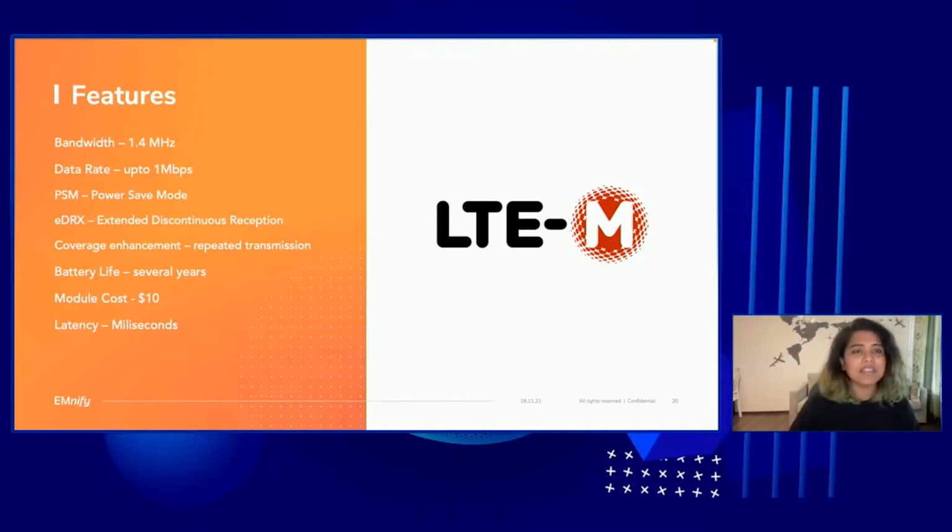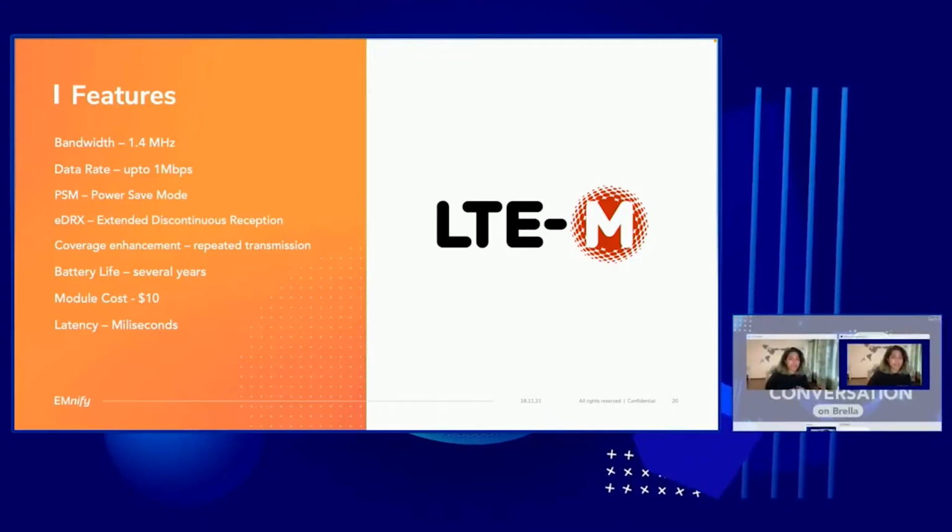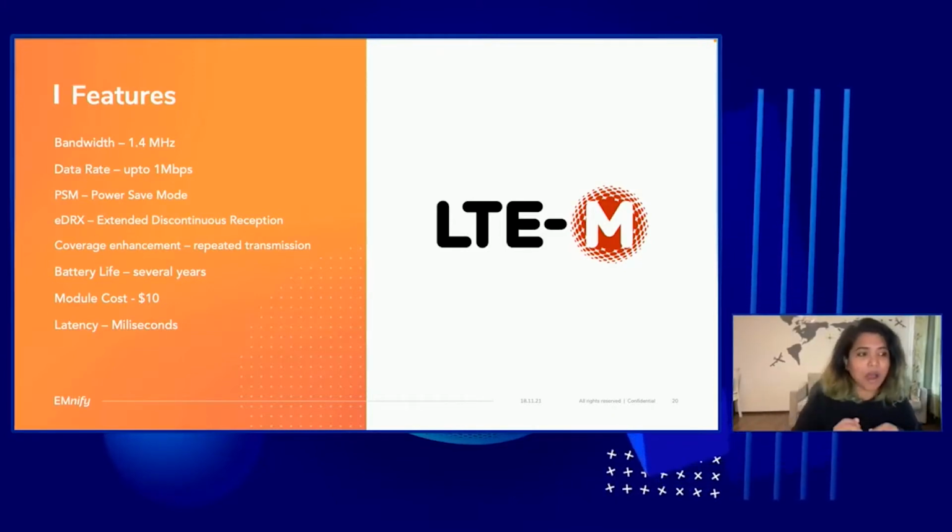And what happens is sending these messages consumes a lot of power. What PSM, or power saving mode, does is it lets your device sleep in between these two messages. So when your device goes to sleep between these two messages, it's saving power again. And so, yeah, it's making your battery life more efficient.